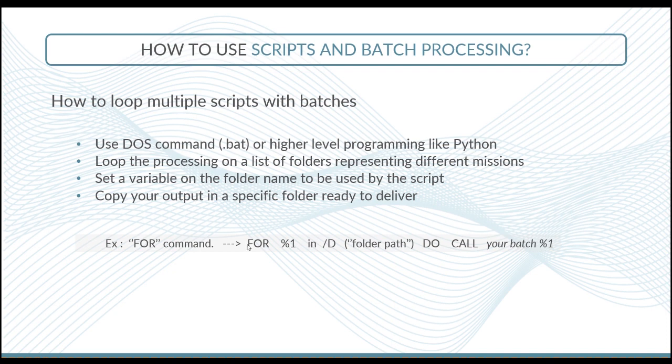So here I have an example where I use the for command to loop on a folder path where there will be different missions, for example, and from this I will call a script. What it will do actually is, for every folder that is included in this location, call this batch and run it on each folder that I have set in this variable. So this is quite easy to use, and I'm going to show you an example that I just did.